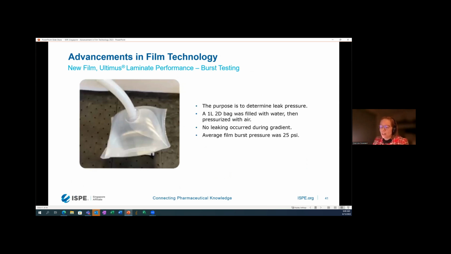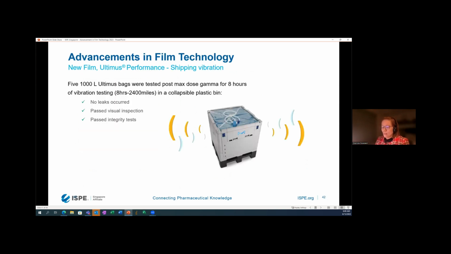We have additional strength data that shows that a pressurized 1 liter 2D bag made with Ultimus film can withstand 25 PSI before bursting. And we directly addressed the high-risk transport of a bulk drug substance by a test that we have here shown.